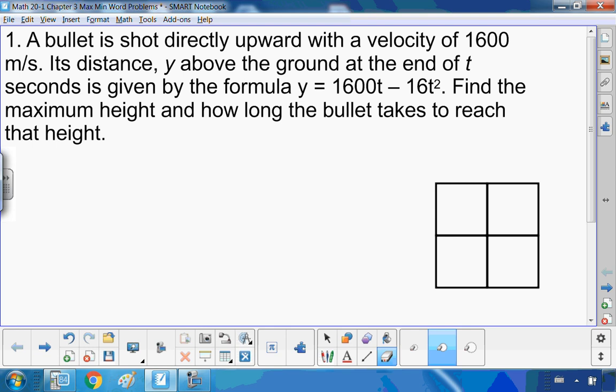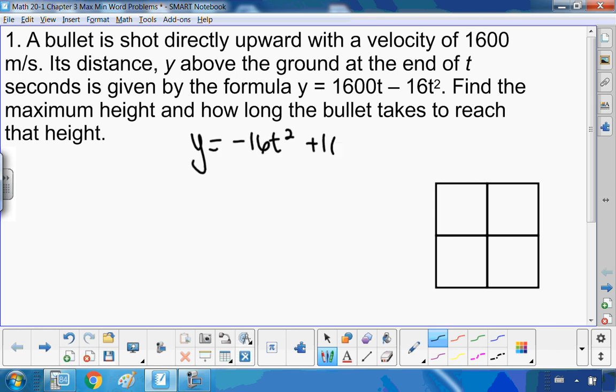Okay, in this question, a bullet is shot directly upward with a velocity of 1600 meters per second. Its distance y above the ground at the end of t seconds is given by this formula. I'm just going to rewrite it so that my t squared is first. So in this example, t, which is like my x value, is time in seconds.